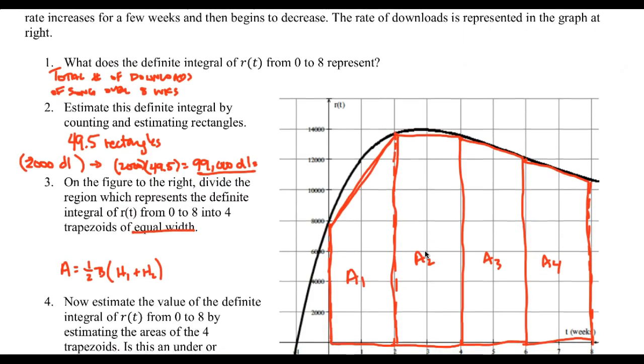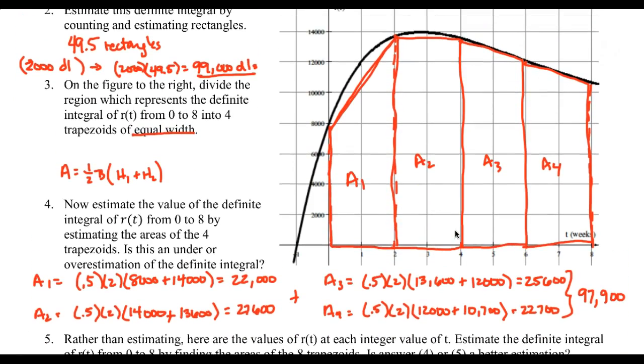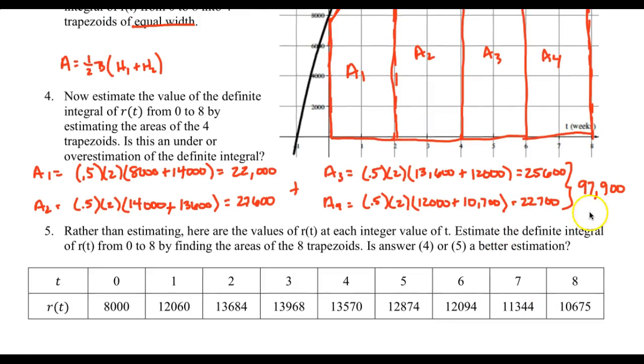Well, let's look at the picture here. These trapezoids are all underneath my curve. In fact, look at this gap here. There's 2 big gaps that I can see definitely here. Does that mean I'm going to have an overestimation or underestimation? Well, that means that the area that I found is going to be a little bit less than the actual area. So this is an underestimation of the actual area, the actual integral from 0 to 8 weeks.